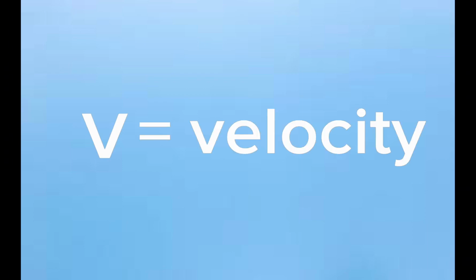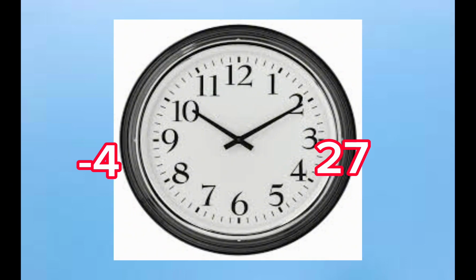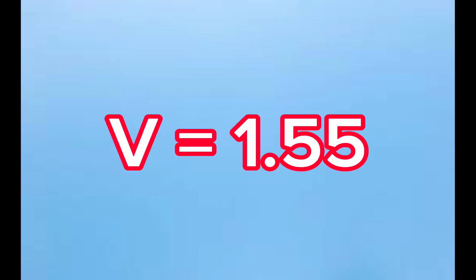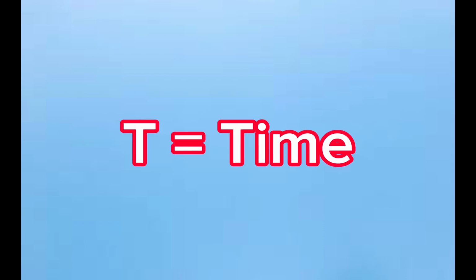Alright, so V equals velocity. And how you find this is you start at your -4, end up at your -27. Well, what's your time between? So let's say the time was 20 seconds. Alright, so you take your total displacement and divide it by your time, basically getting your velocity is 1.55. Alright, your time, which we already know, you just measure in seconds.